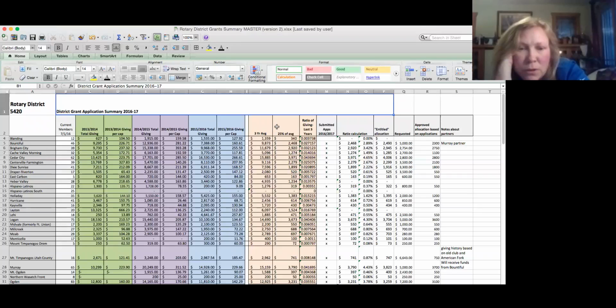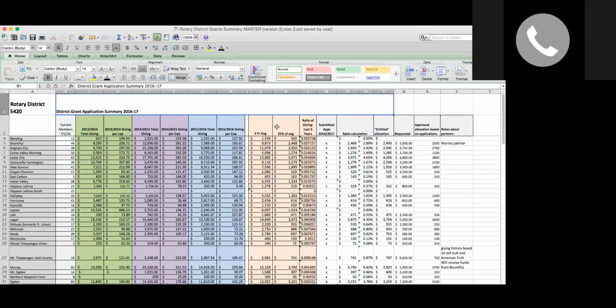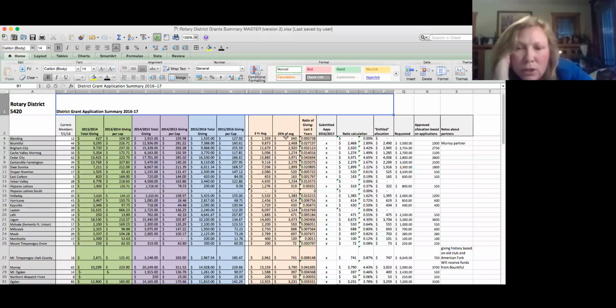Yeah, so you see in green you have 2013, 2014. In purple we have 2014, 2015. And in the light blue you have 15, 16. Those are the years we use to calculate the grants we're currently in this year. And then in the orange columns there, I don't know if you can see my pointer moving, that's the 3-year average.